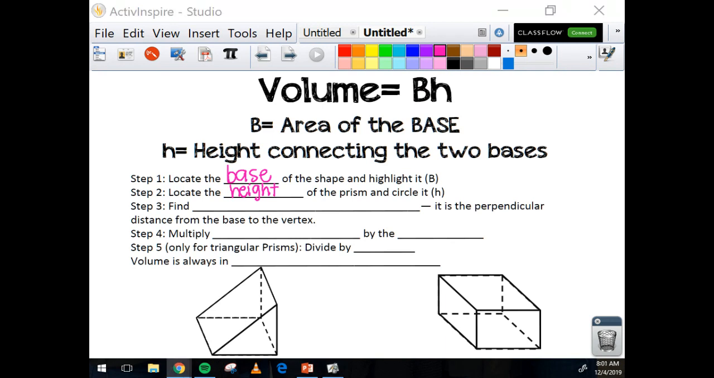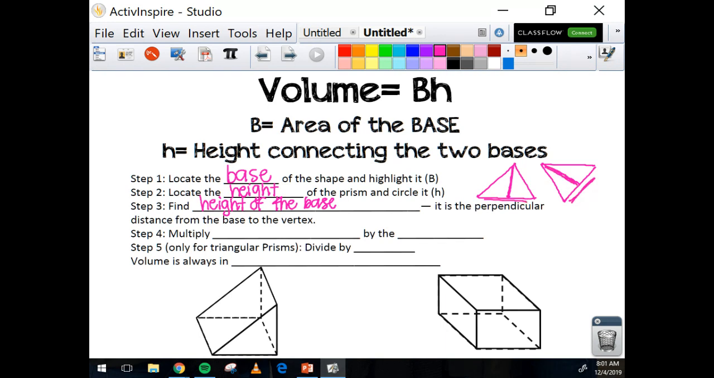the height of the base. So what it says here is it is perpendicular. It is the perpendicular distance from the base to the vertex. So if you have a triangle, no matter which direction this triangle is facing, the height is going to be this line right here. And then the base will be right here.